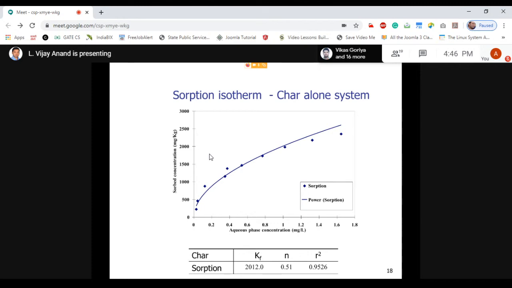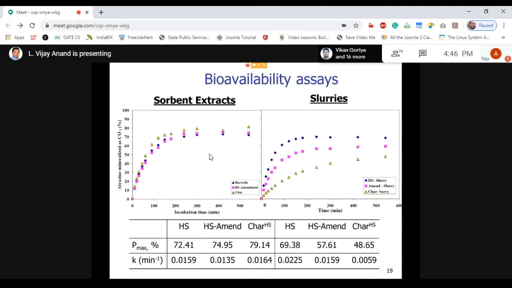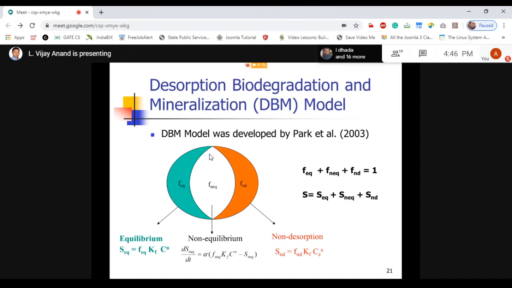Okay, when you go to the DBM model, how can we say that this is the best model? Because you have the adsorption mass transfer system on the left side, and some kind of a reaction system on the right side in the DBM equation. This is one of the models, I would say. It is not the only model, but it can essentially explain the biodegradation process.